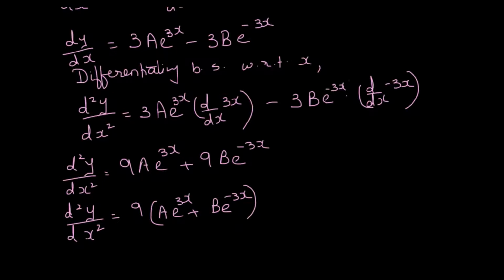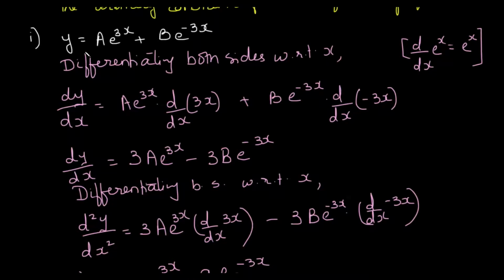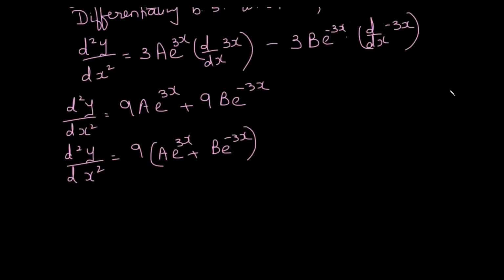And this bracket is nothing but the term given in the question. In the question, y is equal to a e raised to 3x plus b e raised to minus 3x. Thus, the bracket becomes y. So therefore, we have d2y by dx2 is equal to 9y. And thus, what have we achieved over here? We have eliminated the two constants and obtained our differential equation. So this becomes our answer.